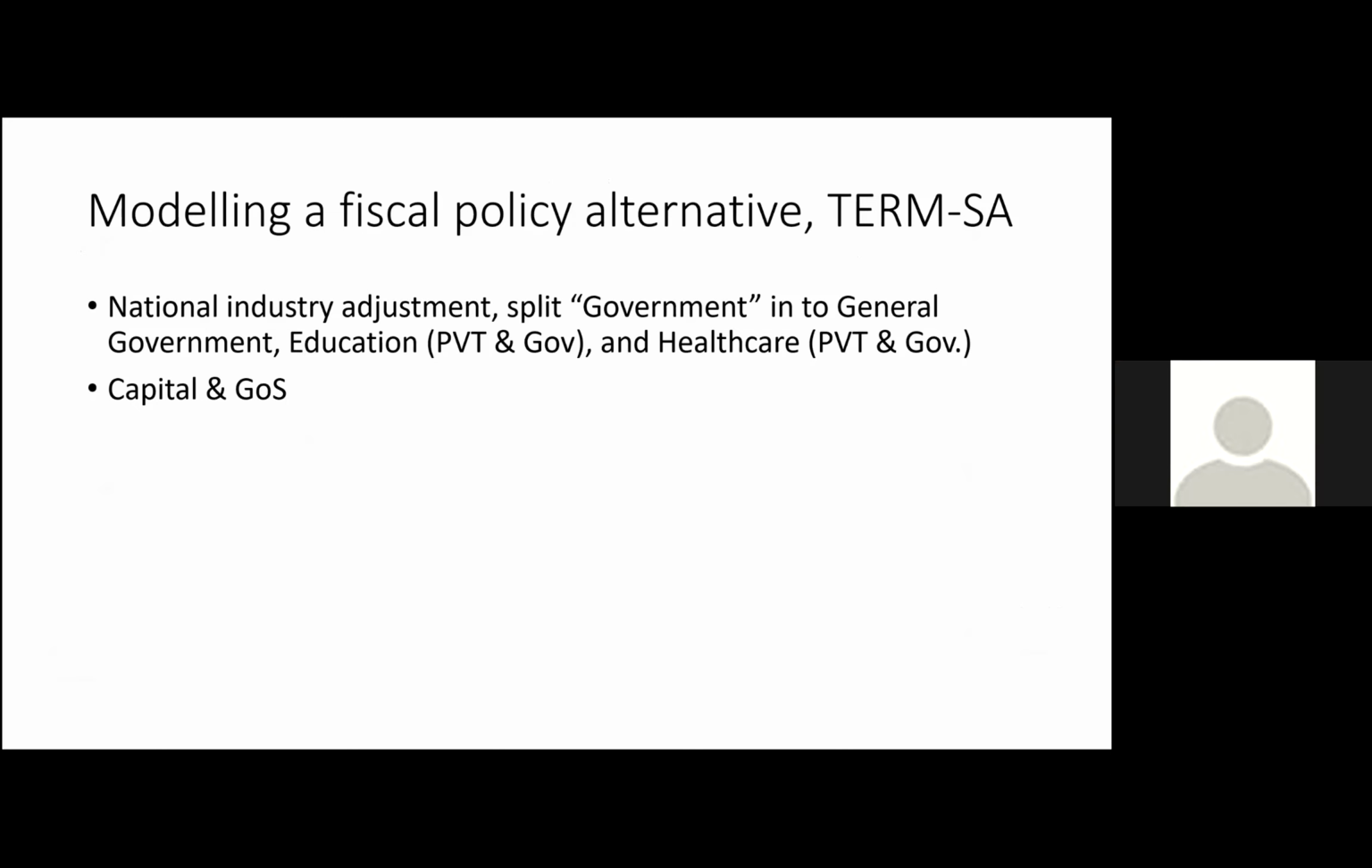Also, what we added to the original Urani type database or national database, and in this term, the regional database, is to split the government sector into government general services, government education, and government healthcare, so that we could split our private healthcare and, of course, private education as well. And this also gave us very interesting results.